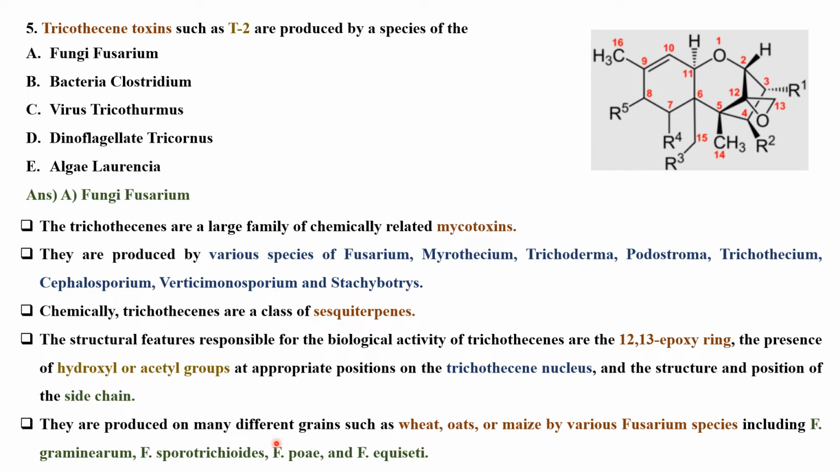They are produced on many different grains, so wheat, oats, maize, by various Fusarium species, including Fusarium graminearum, Fusarium sporotrichioides, Fusarium poae, and Fusarium equiseti. Remember, there will be some questions with respect to fungal poisons on maize or corn. There will be some questions in the board certified exam about Fusarium graminearum, and some questions will be on Fusarium equiseti.